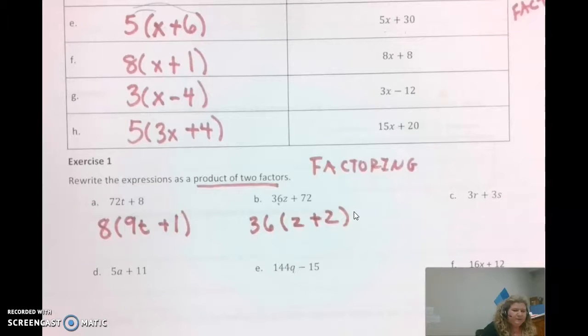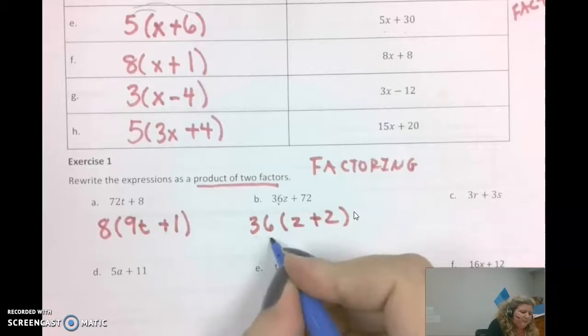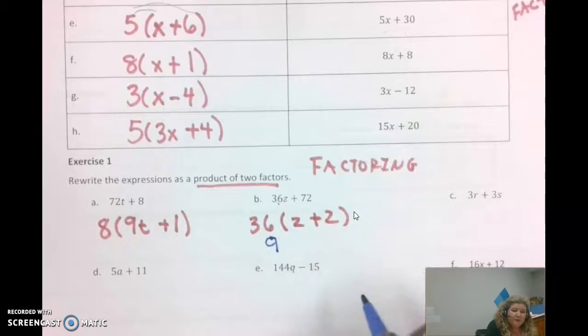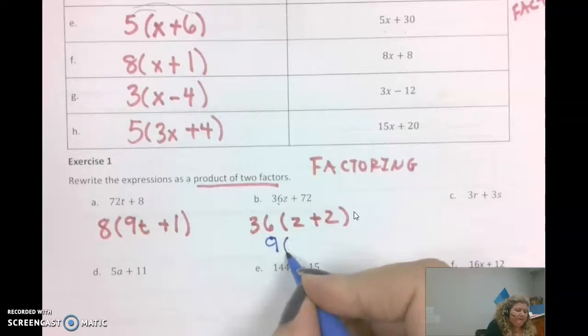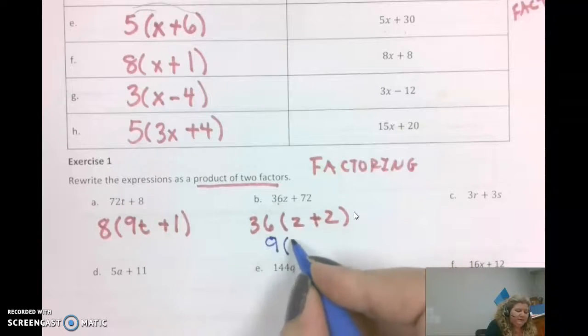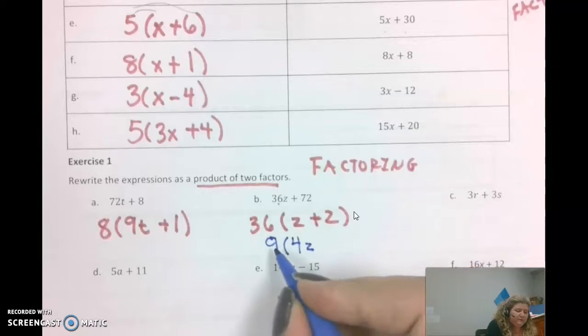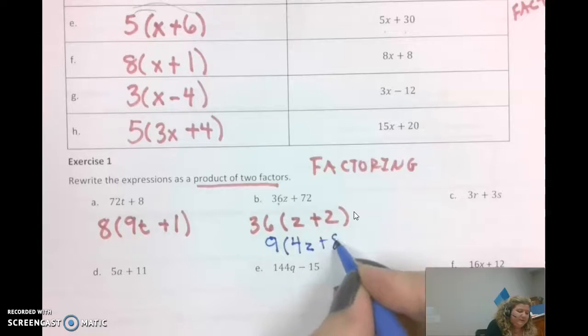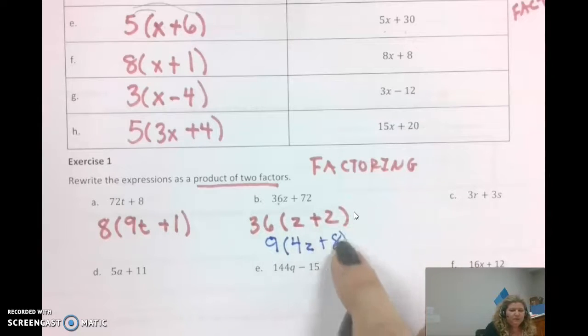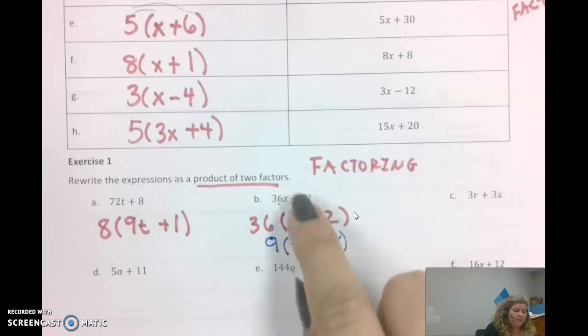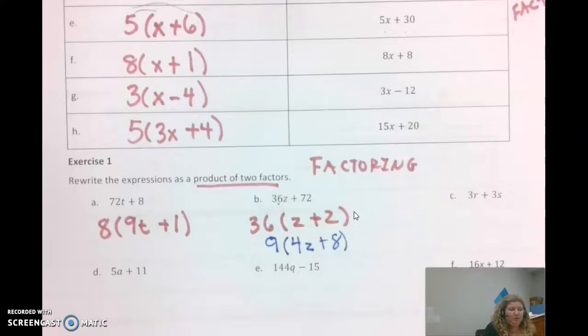Another equivalent expression, I think a lot of people notice 9 is a common factor. So 9 times what gives you 36z? 4z. 9 times what gives you 72? 8. So all 3 of these are the same quantity, but they look different. If you wrote them in standard form, each of these would be this.